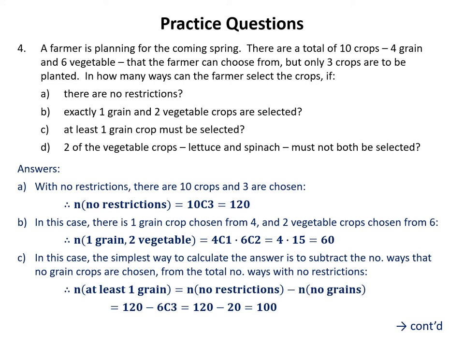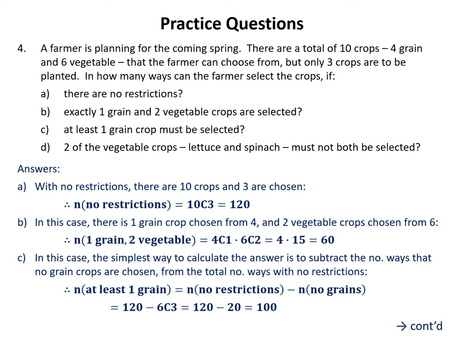For part A, there are no restrictions. And what that means is there's no relevant distinction between grain and vegetable in this part. So we can just consider that we have a total of 4 + 6 = 10 crops, of which we're choosing 3. So the number of ways the farmer can select the crops without restrictions equals simply 10 choose 3, which equals 120.